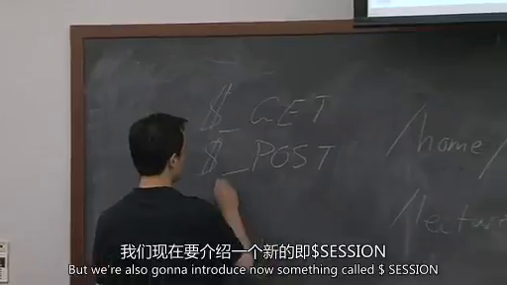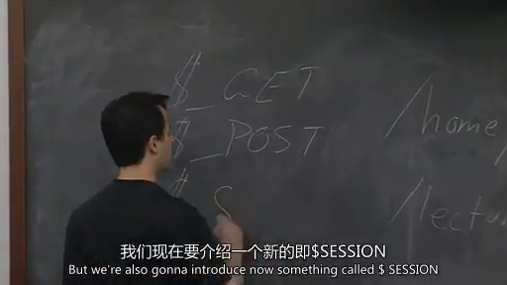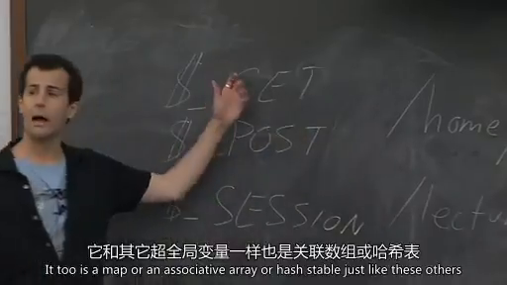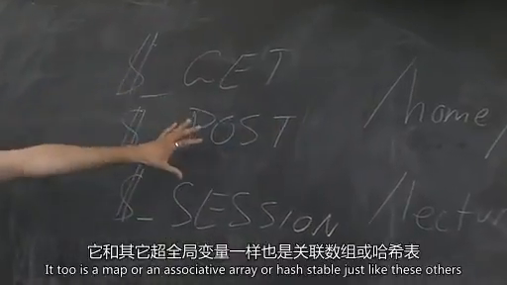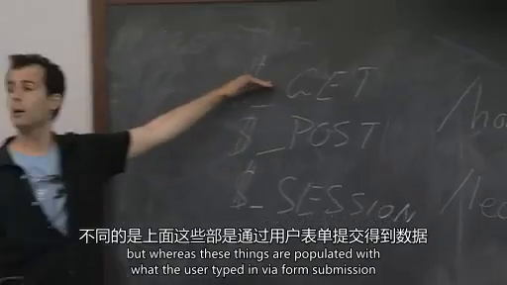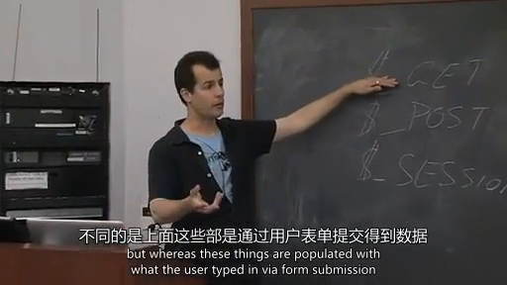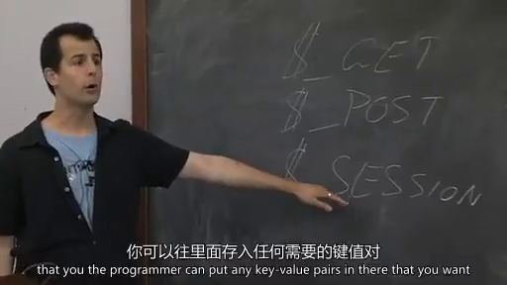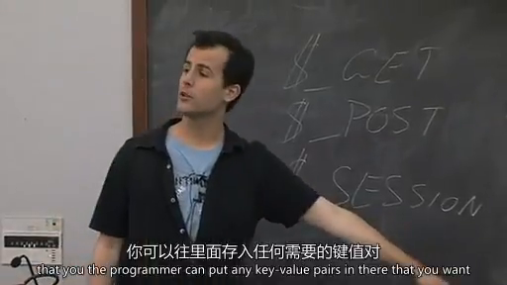But we're also going to introduce now something called $_session. It too is a map or an associative array, a hash table, just like these others. But whereas these things are populated with what the user typed in via form submission, this is kind of your own little scratch pad that you, the programmer, can put any key value pairs in there that you want.